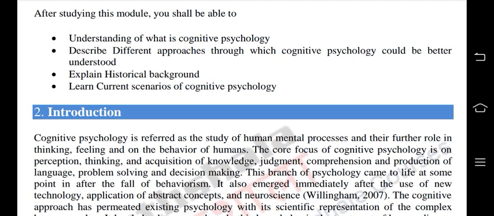This particular study note is from EPG Pathshala, Government of India MHRD site. So I would like to express my sincere gratitude to them.